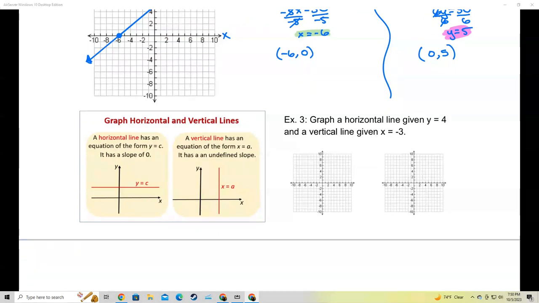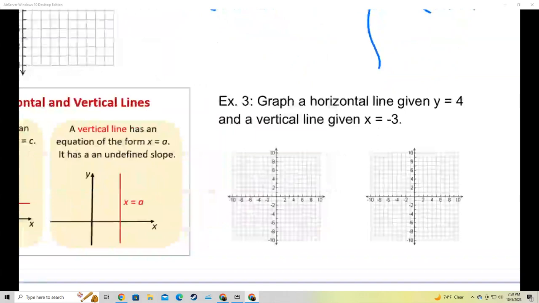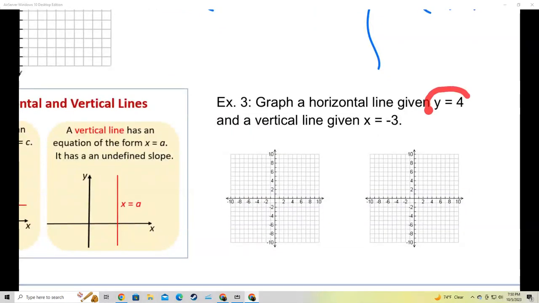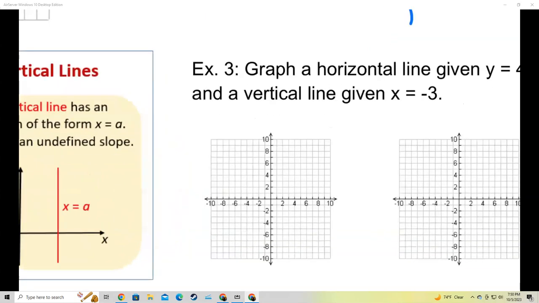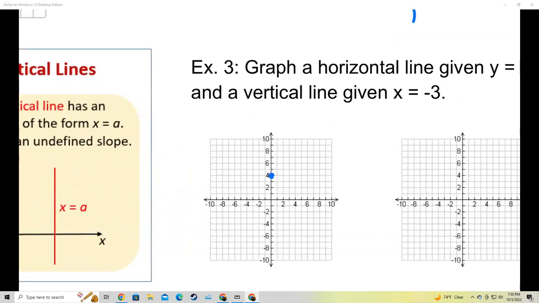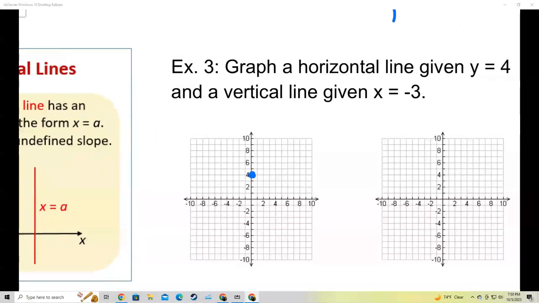It says graph a horizontal line with y equal to 4 and a vertical line where x is equal to negative 3. I think the easiest way to do this is, since they're telling you that y equals 4, we're going to go ahead and put a dot on the y-axis at 4. Now that you have that, remember that a y equals formula is going to be a horizontal line. So from that dot, you're just going to draw a flat line going left and right.